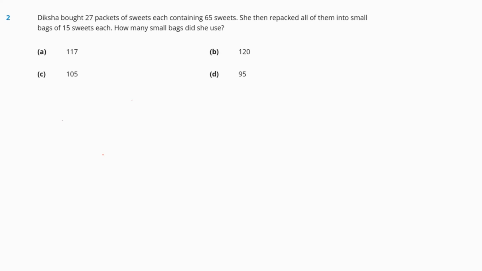Moving on to our next question. Diksha bought 27 packets of sweets, each containing 65 sweets. She then repacked all of them into small bags of 15 sweets each. How many small bags did she use?